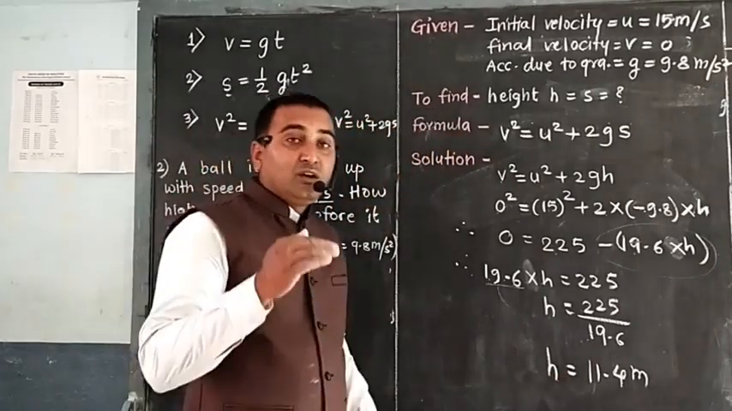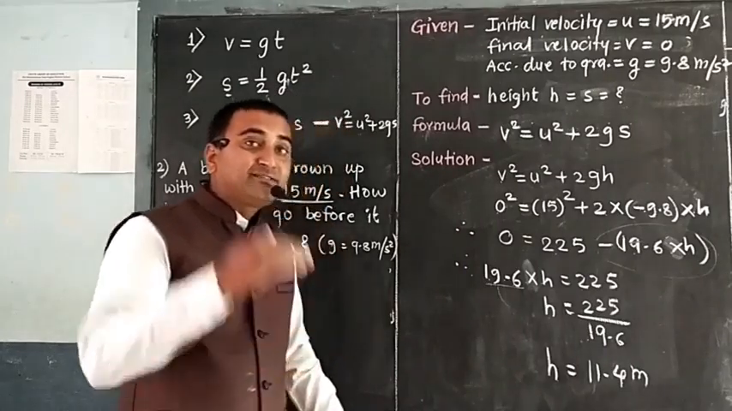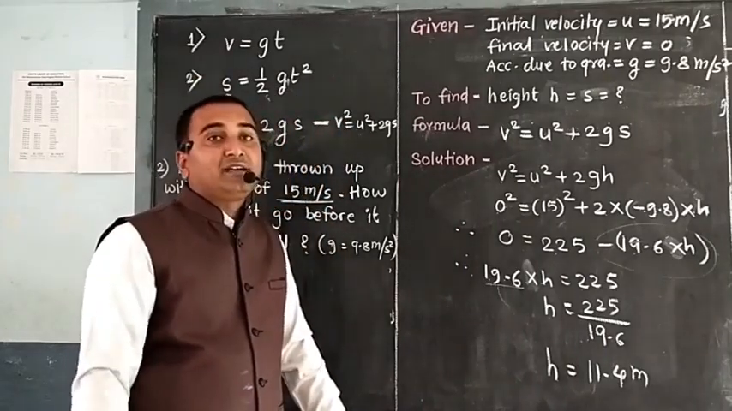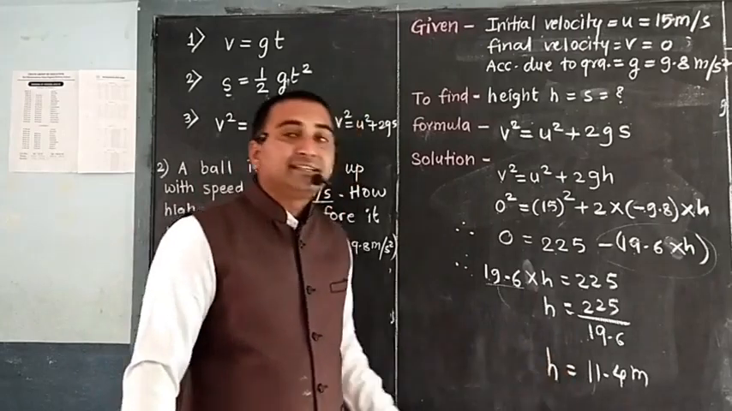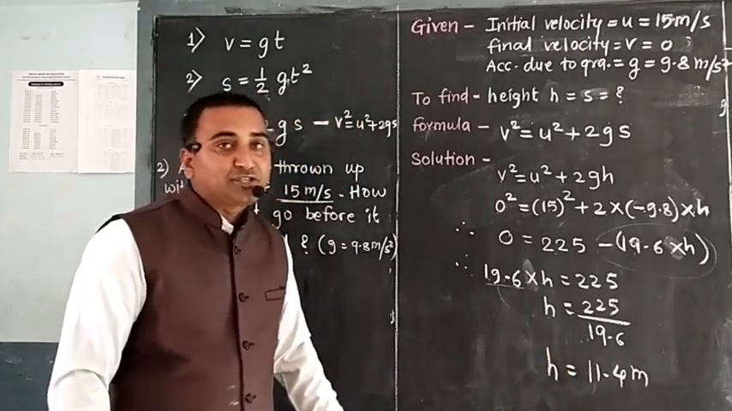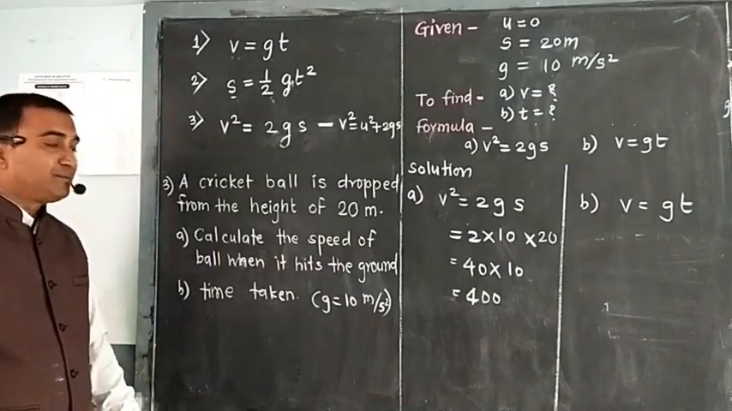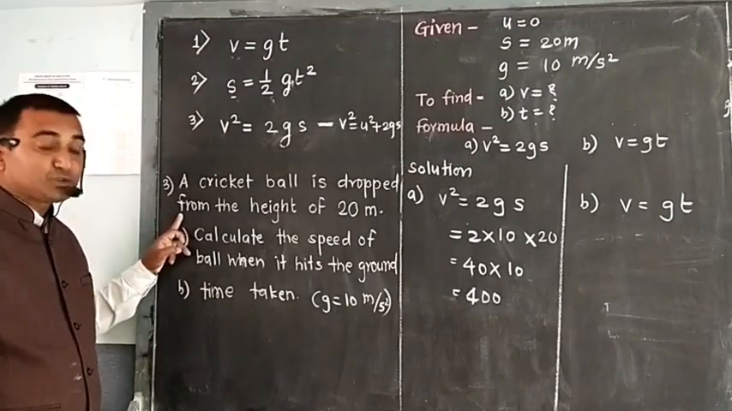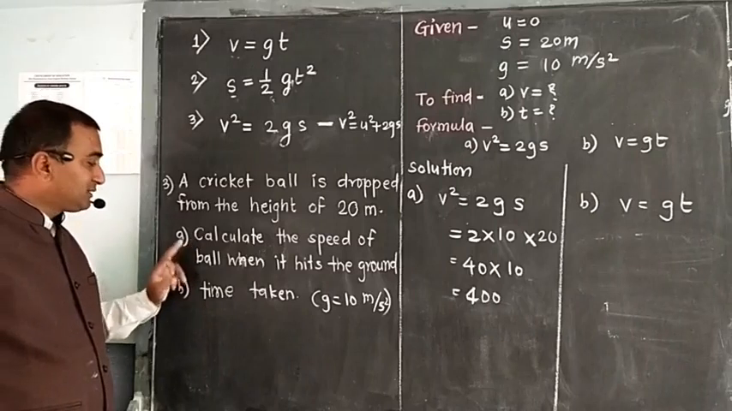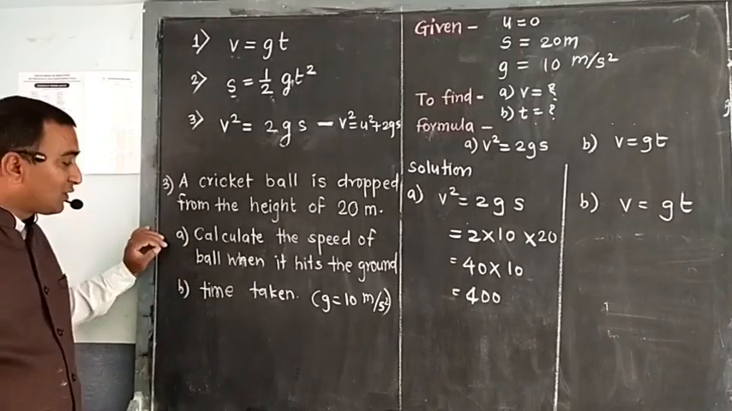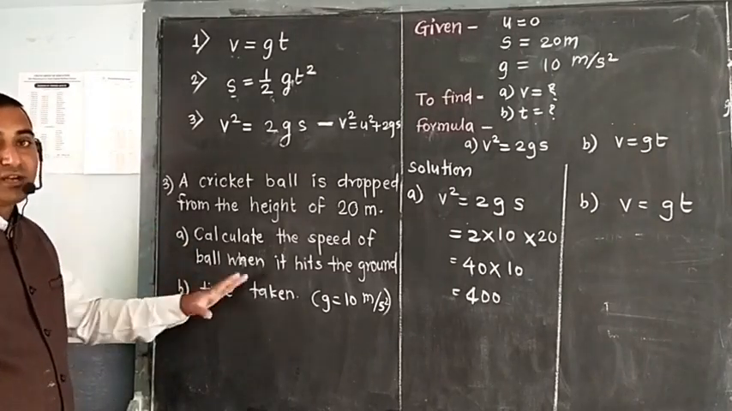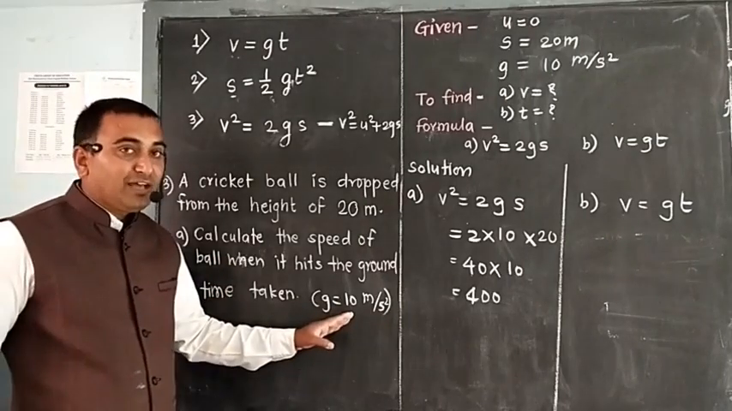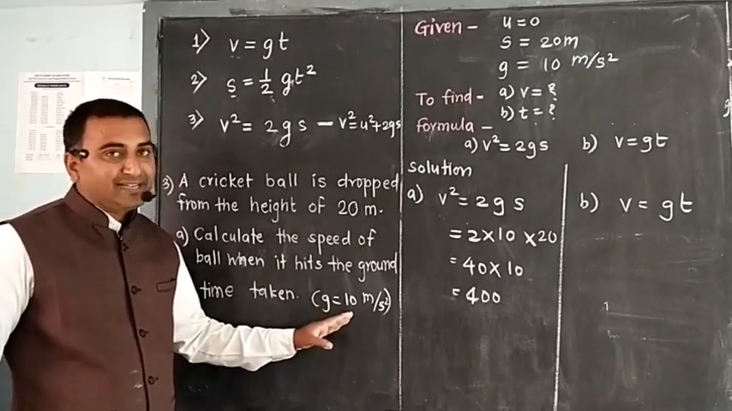meters. So how much height will it gain before falling down? That height is 11.4 meters. Now the third example: a cricket ball is dropped from a height of 20 meters. Calculate the speed of the ball when it hits the ground and the time taken to hit the ground, when the value of g is 10 meters per second squared.